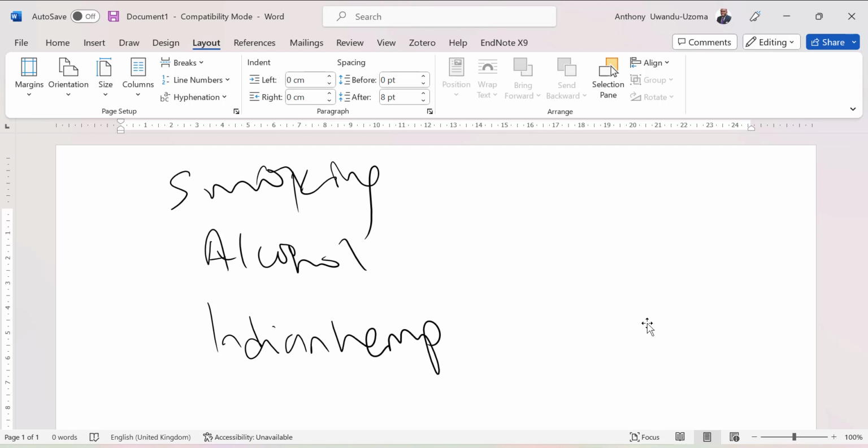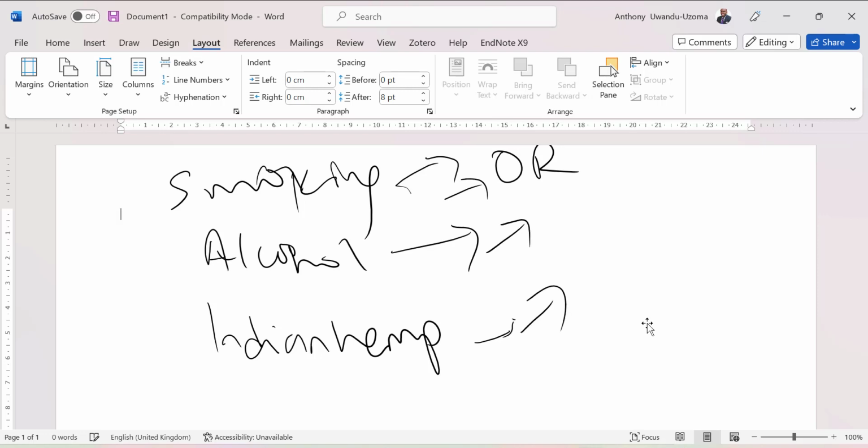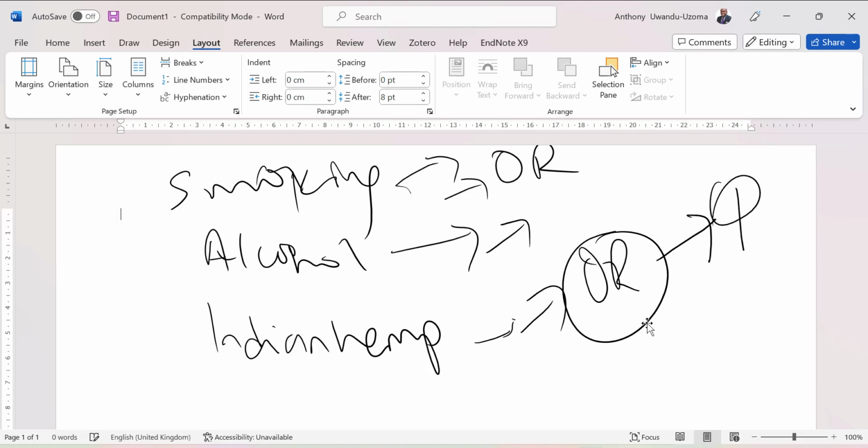Now we have looked at different studies, okay, in literature, and I've said that smoking can cause lung cancer, right? Alcohol can cause lung cancer. Indian hemp can cause lung cancer. So what are you going to do? You're going to calculate the odds ratio for each of them. So the one that has the highest odds ratio is likely the most important risk factor for that disease. All right. So that is the importance of odds ratio. That is how you derive it.